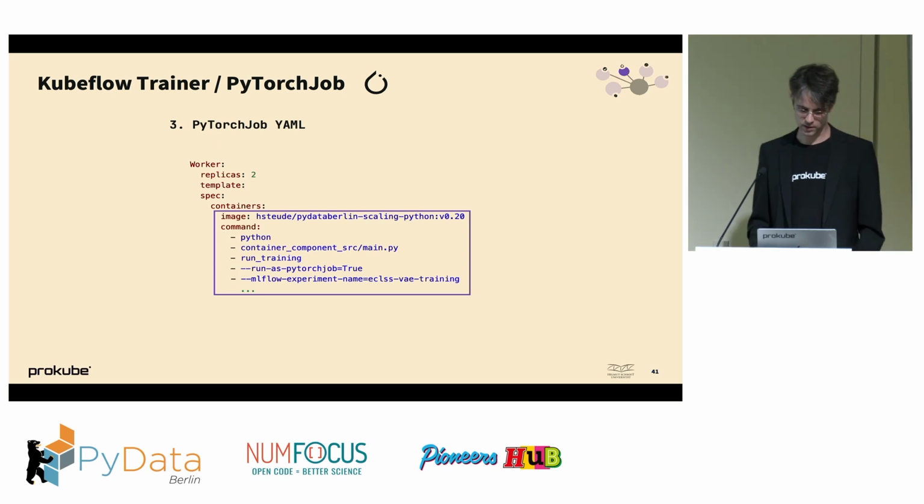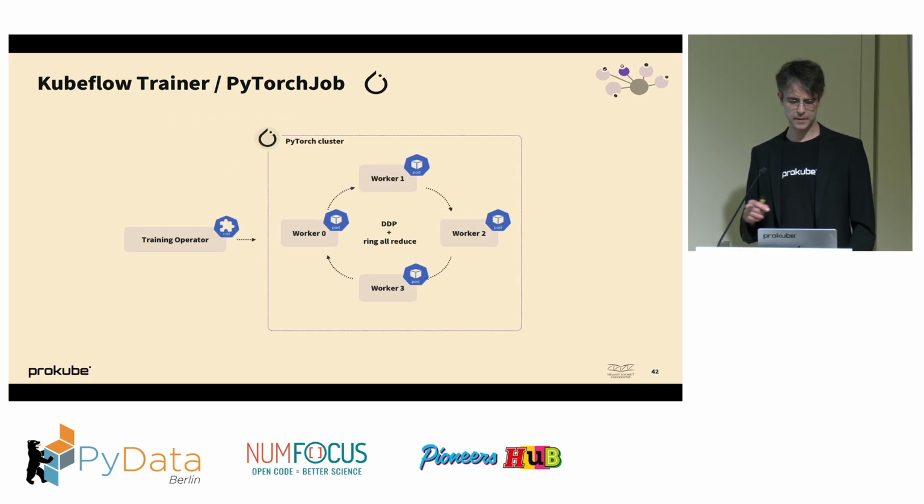Also some more details here we can set. So in this here, we track it in MLFlow even. We call it Eclipse variational autoencoder training, and then track the whole thing in MLFlow. We're going to see in a second how that could look. And the nice thing is, without doing anything else, PyTorch job and Kubeflow trainer use this distributed data parallel algorithm here, which you might have heard of, which is used to train models on multiple nodes at the same time.